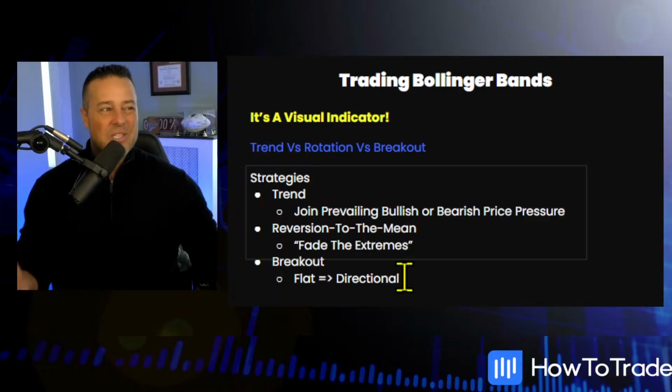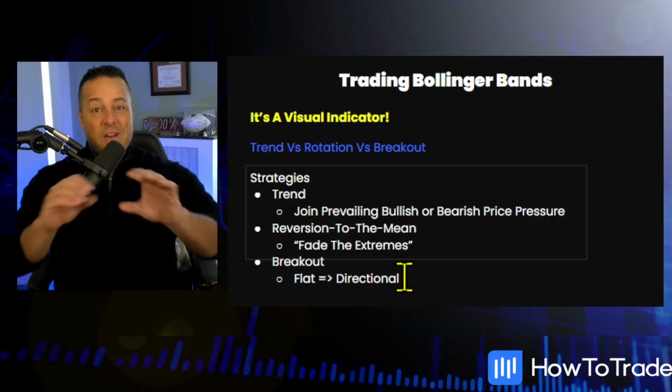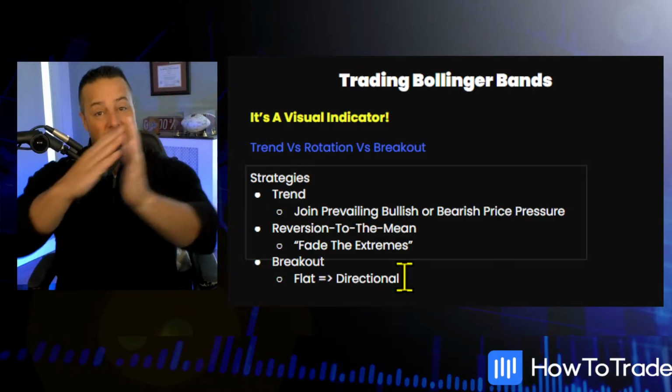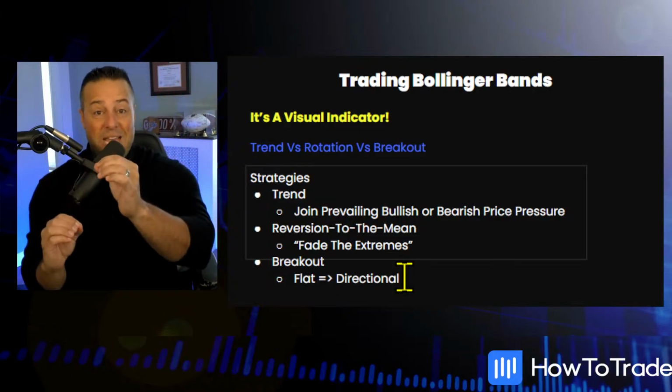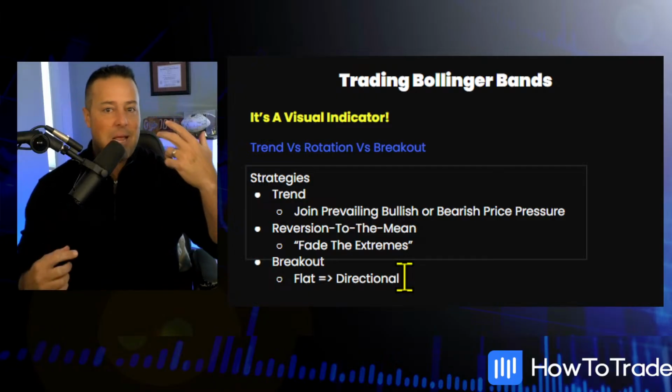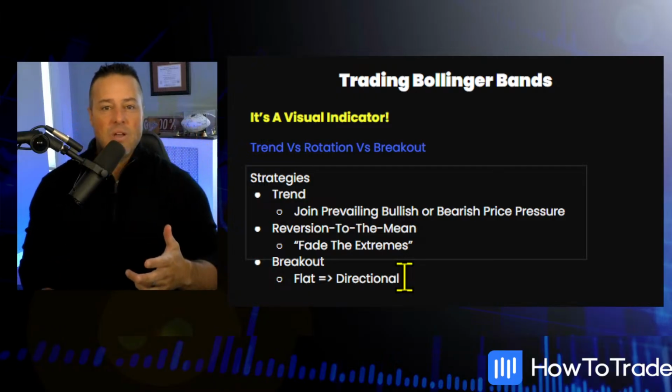I feel like the trend strategy for the Bollinger Bands is relatively easy. You're just waiting basically for the Bollinger Bands to open up. You're waiting for a slope, and you're waiting for a close outside of the Bollinger Bands to buy it or sell it. This one's going to be a little bit more difficult.